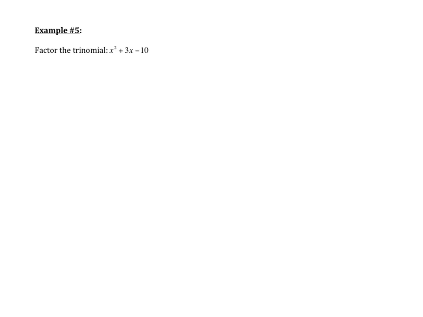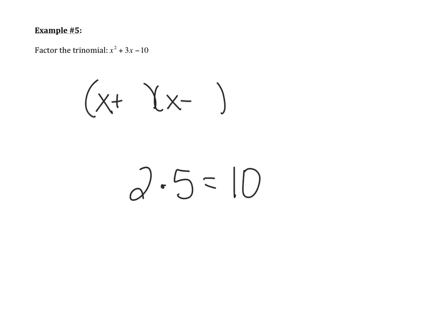So I know in my parentheses, I would have x plus, and I'm going to have an x minus, because when I take this number times this number, I have to get a negative 10. So when I'm looking at the factors here, I need to figure out what two numbers multiply to give me negative 10 that add up to give me positive 3. So think about the factors of 10. I'm thinking of 2 and 5. So 2 times 5 is 10, but remember I need it to be negative. So if I have 2 plus 5, which one of those numbers would have to be negative in order for me to get a positive 3?